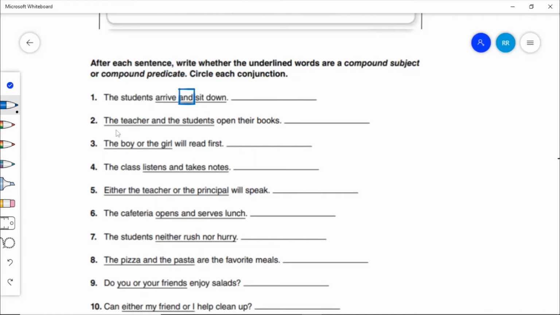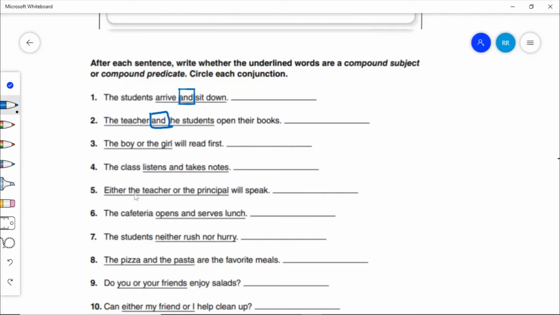Let's read number two. The teacher and students open their books. All right? So what is it? We're talking about the teacher and the students. We're talking about the who part. So it's the subject. So you write here on the line compound subject because more than one. And then you circle the conjunction, which is the and. Okay? All right.